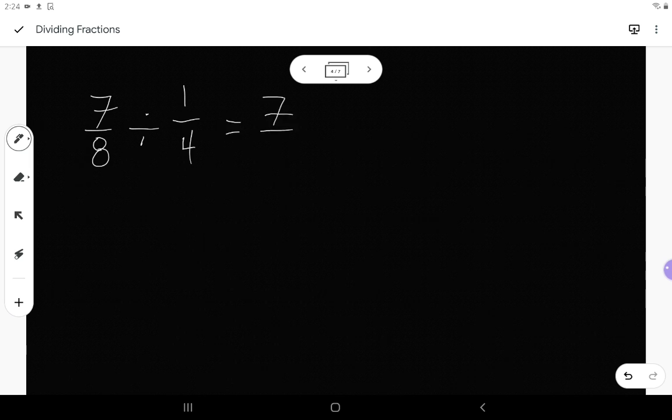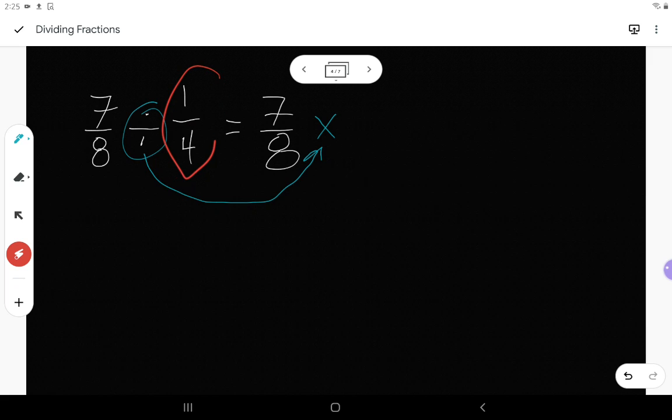I would way rather multiply, because we said multiplying was so much easier than adding and subtracting. So instead of dividing, I would like to change that division to a multiplication. Now, dividing and multiplying are different things, right? So if I'm going to change that division to a multiplication, I need to take my multiplicative inverse, or my reciprocal, of that second fraction, or my divisor.